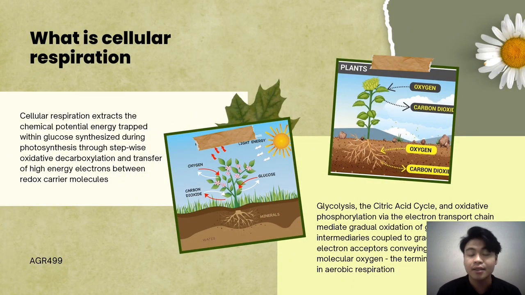Cellular respiration extracts chemical energy stored in glucose synthesized through photosynthesis via controlled stepwise oxidative reactions, dehydrogenating glucose intermediates while transporting electrons through carriers, eventually reducing O2 as the final electron acceptor, converting glucose chemical energy into cell-usable ATP energy.